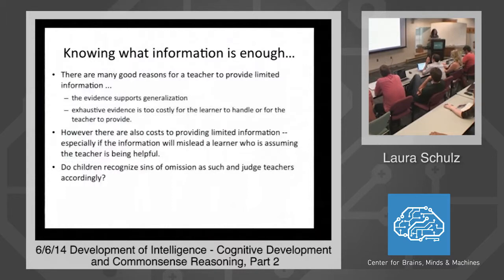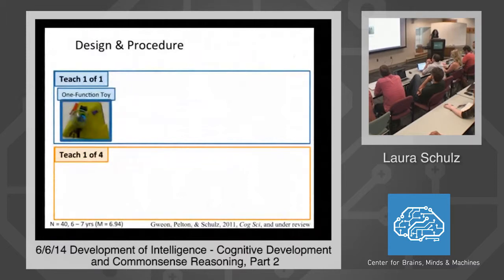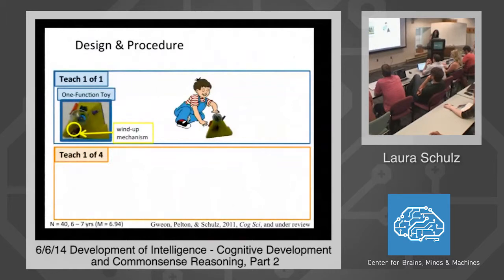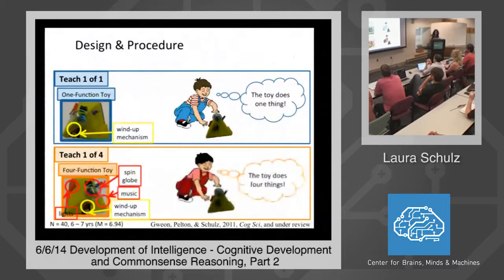So this is some lovely work by Yuan, a follow-up to the previous study, where she showed children a toy, a different toy, and it had one thing that worked here, this wind-up mechanism, and the child played with it and learned that for themselves. Another toy looks exactly identical, but this time we enabled all the functions, and in this case the child got to play and learned that the toy did 4 things. Okay? So the child knows the ground truth here.